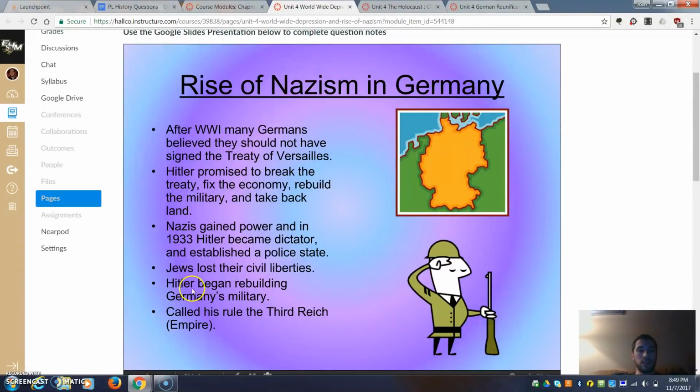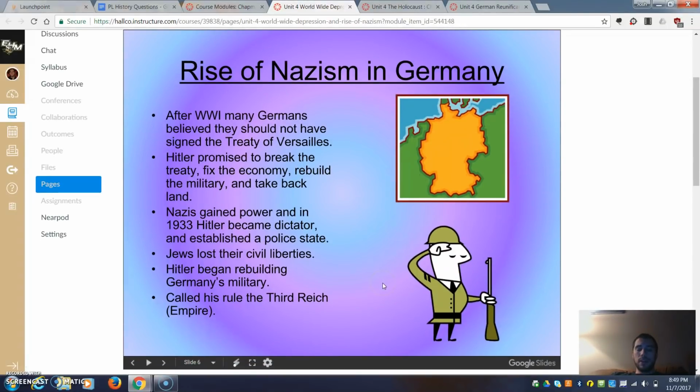Then Hitler's going to begin rebuilding Germany's military, which we know breaks the Treaty of Versailles. Something that we haven't really talked about: Hitler is going to call his empire the Third Reich. Really not too important, but just something you need to know. Every place he takes over in Europe, which we know he's going to occupy different countries, we talked about that in Number the Stars, like Denmark, he's going to call all that his empire, the Third Reich. So, let's stop it there.